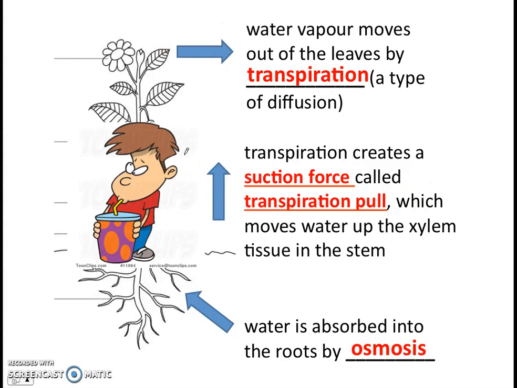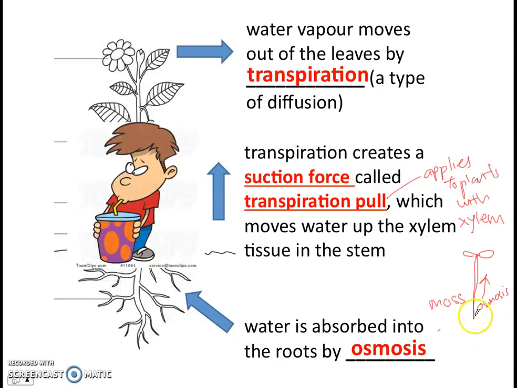Alright, that's the end for this video. Just a note that transpiration pull only applies to plants with xylem. Alright, there are some more primitive plants like moss. There's some mosses where water moves up their stem simply by osmosis. It doesn't move up by transpiration pull because there's no xylem in the moss. So that process would just be osmosis. Okay, so that's the end for the video.